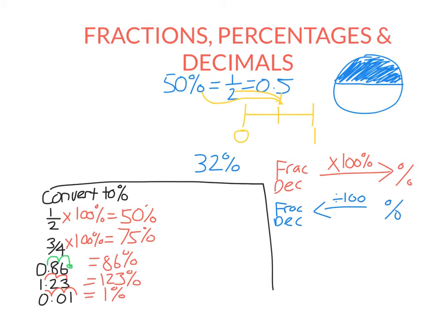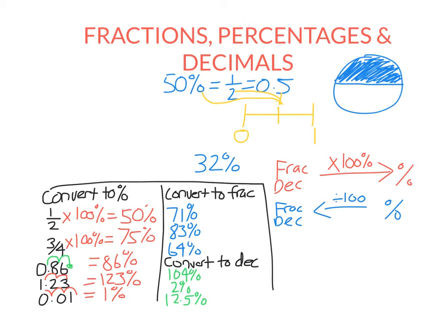Now let's look at some examples where we're going the other way. We start with a percent and we convert it to a fraction or a decimal. So let's now look at these examples where I'm converting a percent to either a fraction or a decimal.